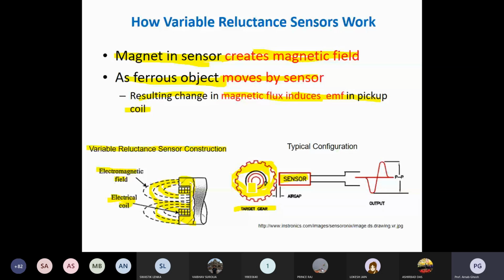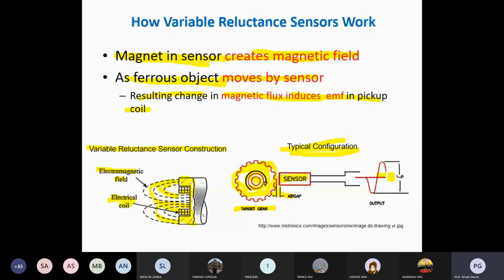Then you can see that due to the rotation of the gear, part of the flux will be there, and it is your air gap. You can observe that the air gap is different, because grooving is there in your target gear in typical configurations. The sensor will measure that value, and you can observe the peak-to-peak output voltage over here. That's the basic working principle of your variable reluctance sensor with the presence of a magnetic field.